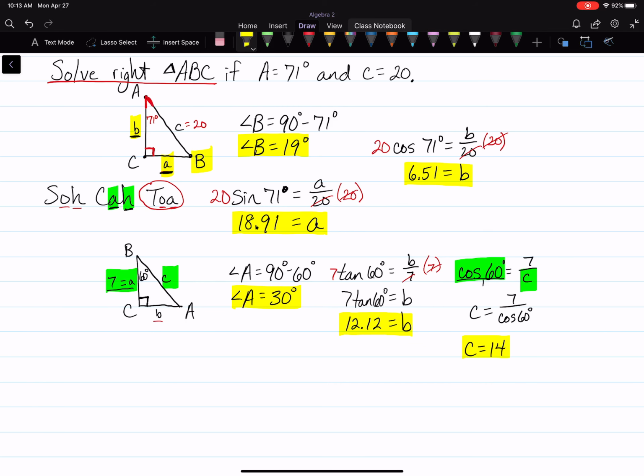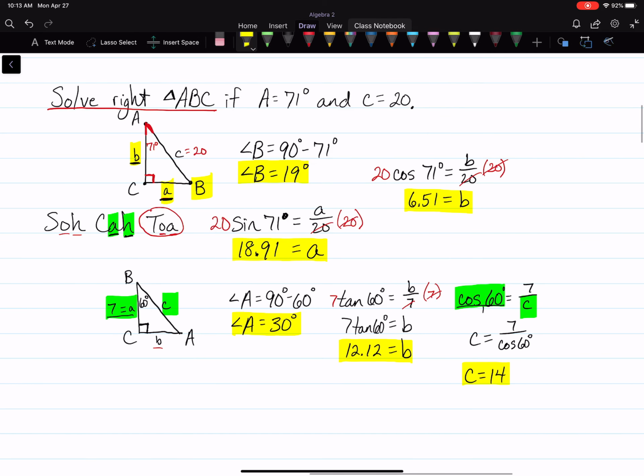All right, so those are 2 quick examples. Hope these help you understand how to solve the right triangle. And again, basically all that means is find all the missing parts.